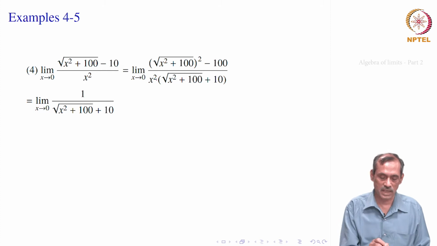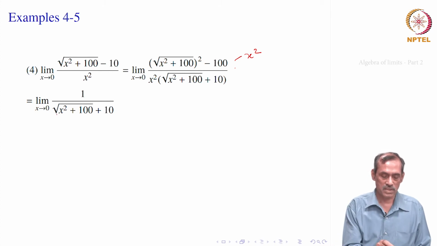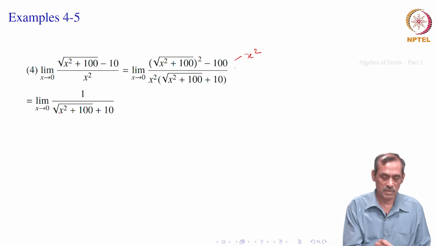Once this x square gets cancelled, all that remains is square root of x square plus 100 plus 10, and on the top there is 1, because the numerator is x square really. Now you can take the limit, and the denominator is non-zero. Limit of x square plus 100 to the power half, as x goes to 0, will be equal to square root of 100, that is 10. So, 1 divided by 10 plus 10, which is 1 divided by 20.